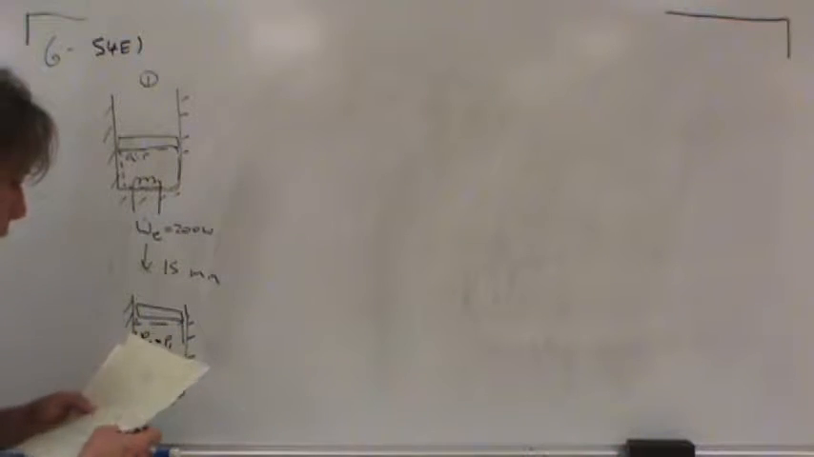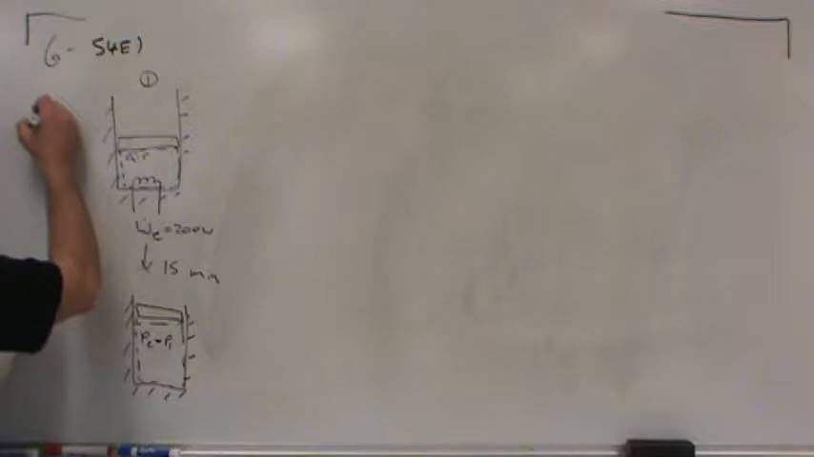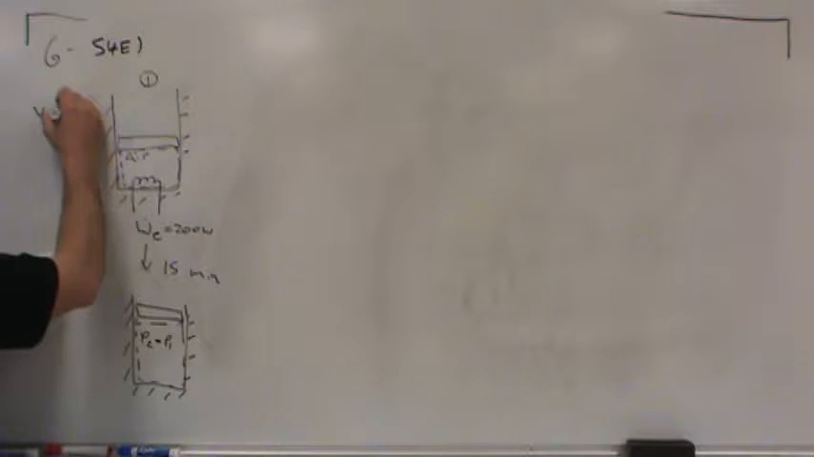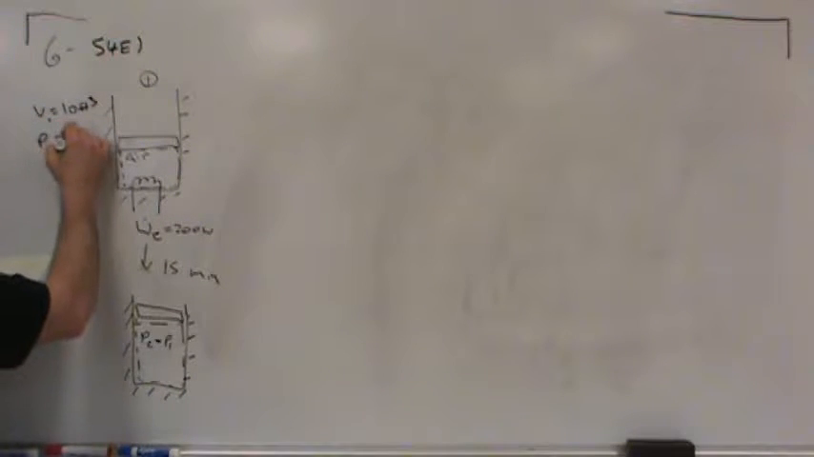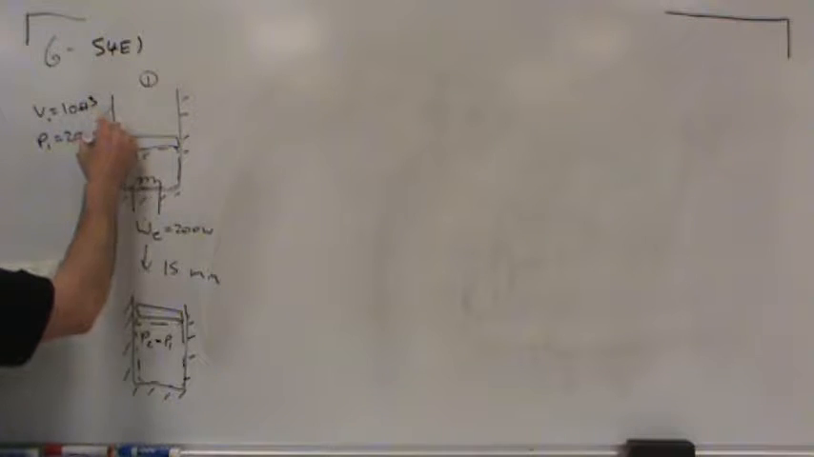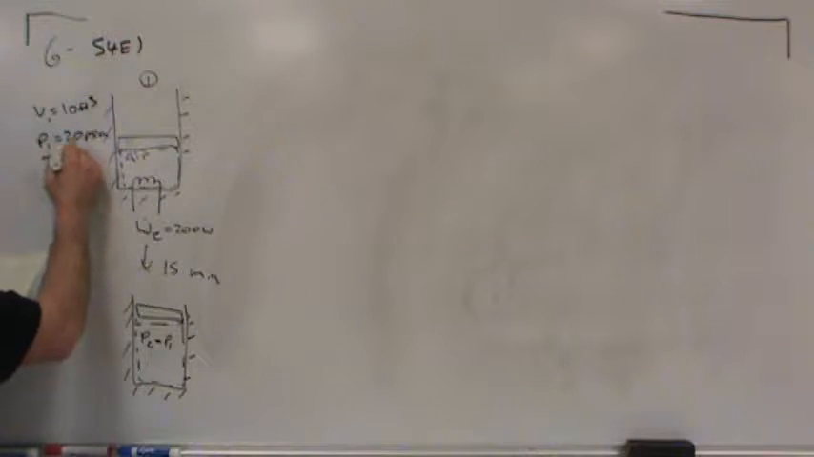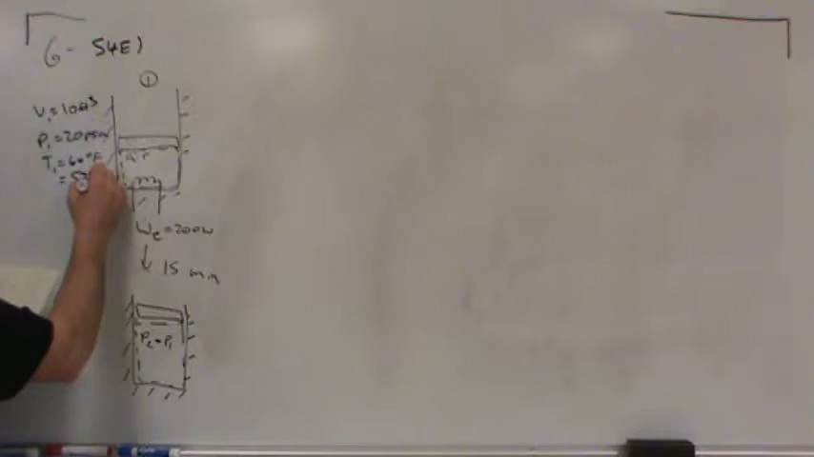They told us that this was a constant pressure process, but they gave us the volume in state 1 as 10 cubic feet, the pressure in state 1 as 20 psia, which would be the same as the pressure in state 2, and the temperature in state 1 as 60 degrees Fahrenheit, which by the way is 520 Rankine.